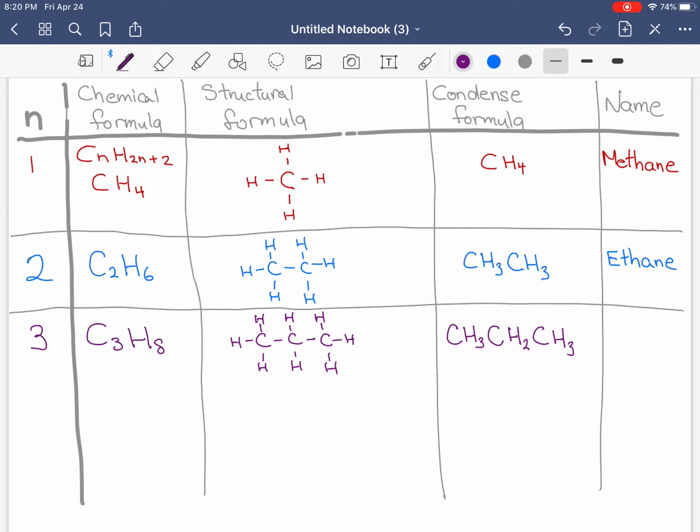Okay. What would we call this? Just 3 carbons. Well, 3 is prop. And being an alkane, this is called propane. We call this propane.